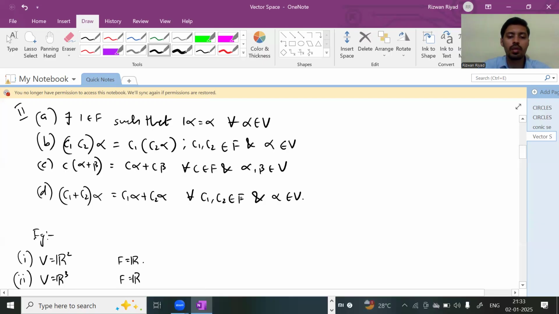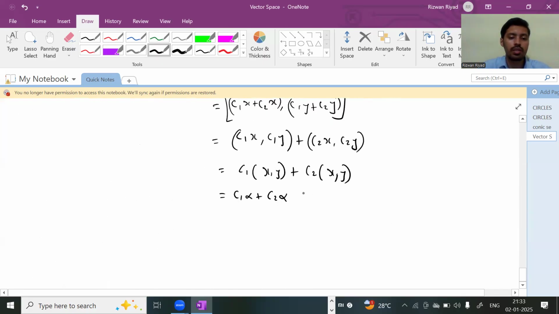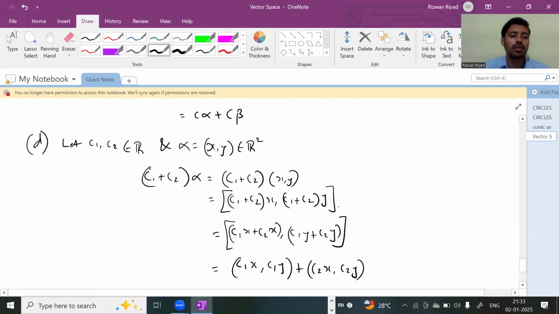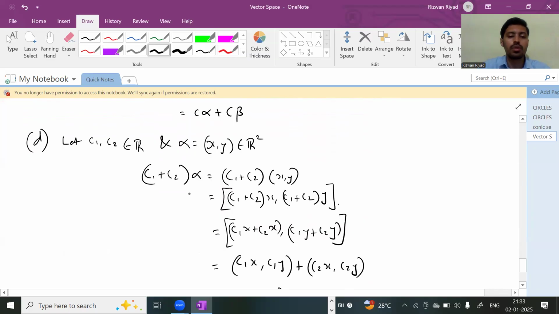So take any two real numbers. Our F is R here and our V is R square. Take any alpha from that. Let's see how that is happening here. So C1, C2 belong to R and alpha equal to (x, y) belongs to R square, an arbitrary element from R square. Now (C1 plus C2) of alpha will be equal to (C1 plus C2) into (x, y). Alpha is (x, y).